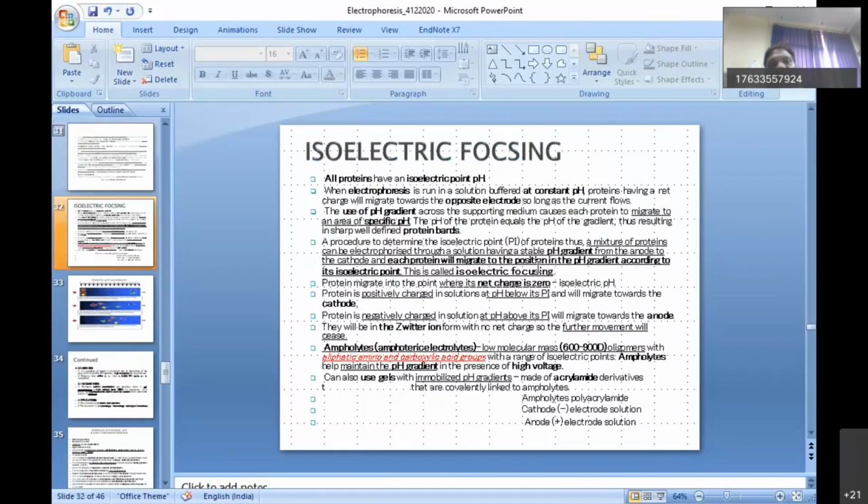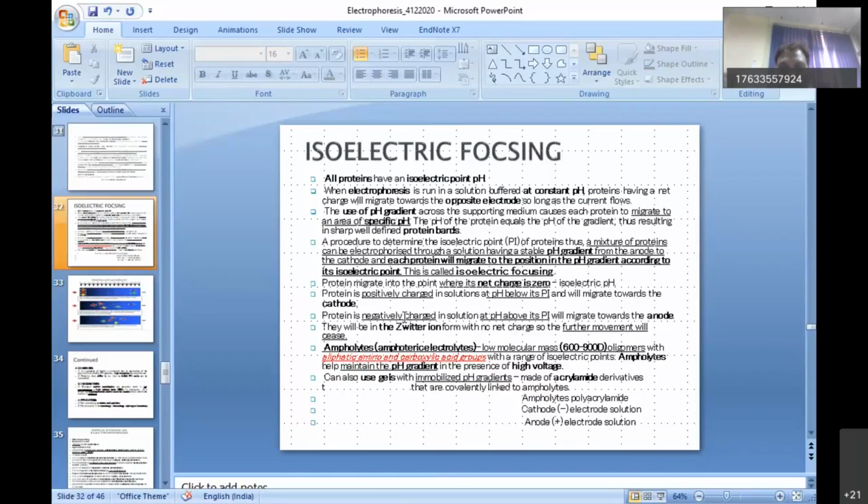Again, isoelectric focusing is another method of electrophoresis. Here you use the isoelectric point to separate the protein molecules, basically. As you know, the protein migrates.